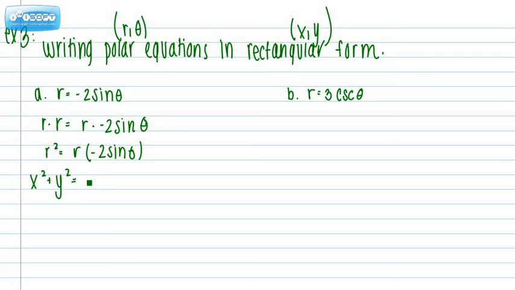So I can leave that as negative 2r sine of theta. And then for us, we can make another substitution for r times sine of theta as y. So I'm going to wind up with x squared plus y squared equals negative 2y. So we have successfully gotten rid of the r's and the thetas and now have a rectangular equation using only x and y. Go ahead, pause this video and try example B.